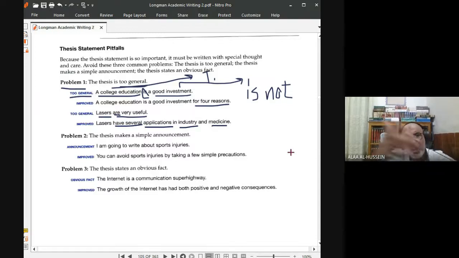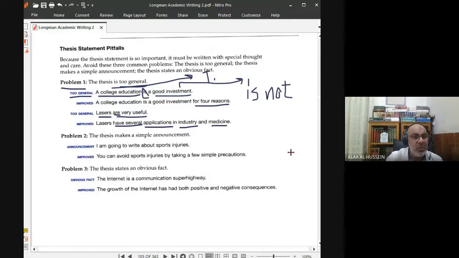Don't give the reader a general statement. A general statement could be used elsewhere, specifically at the very beginning of what? At the very beginning of the introductory paragraph, as we knew already. We start with a general statement and then we specify the ideas step by step until we arrive at the most specific sentence in the whole essay. This is problem number one.